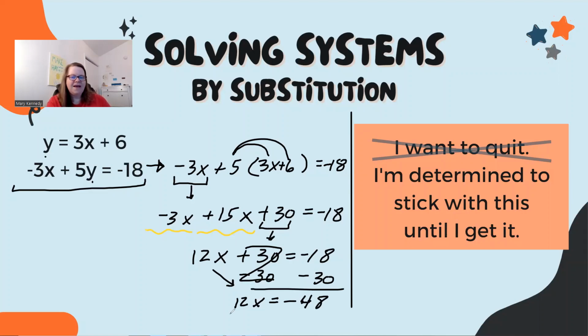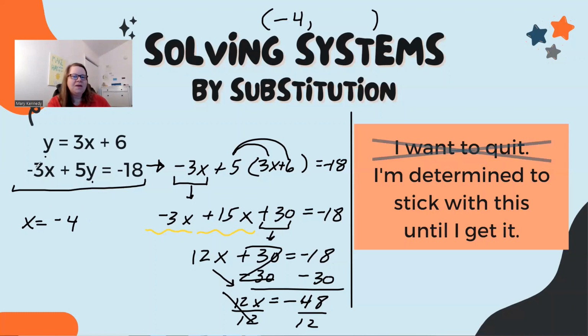And now I have my last step. Divide by 12 on both sides of the equation. 12 divided by 12 is 1, so this is x equals negative 4. All right, there's the first part of my answer. Negative 4, I'm going to put it way up here at the top. In a coordinate point, that is my x value. So I know it's always x, y, just like in alphabetical order. So I know x comes first.